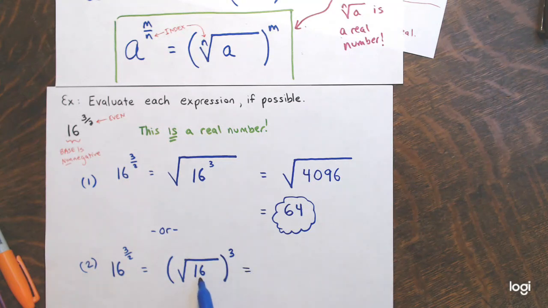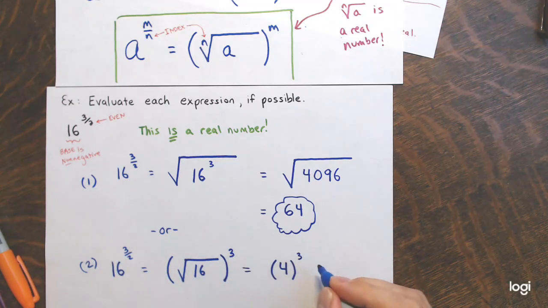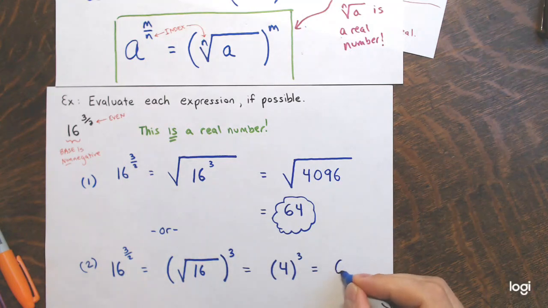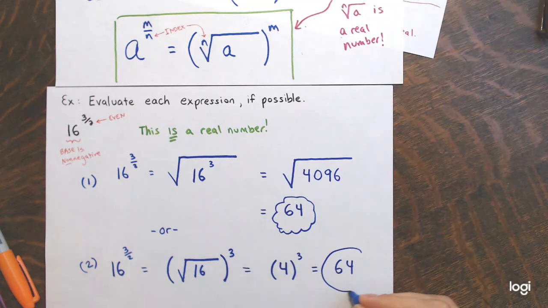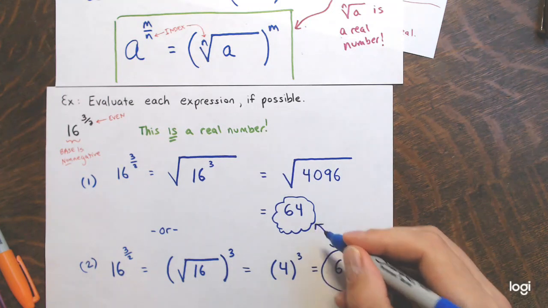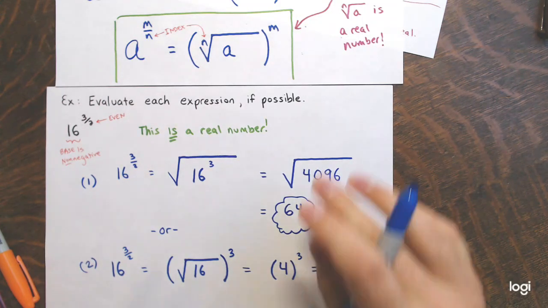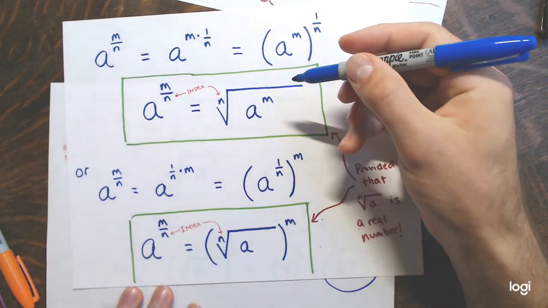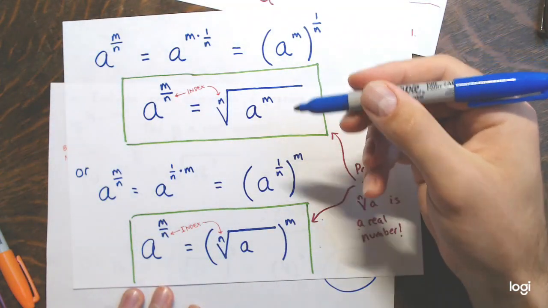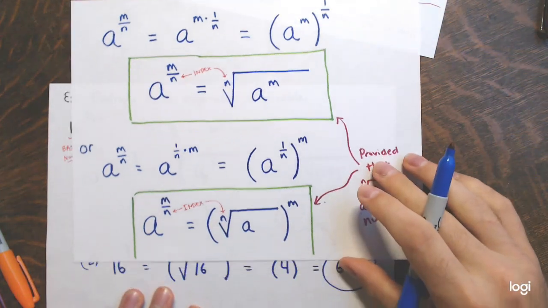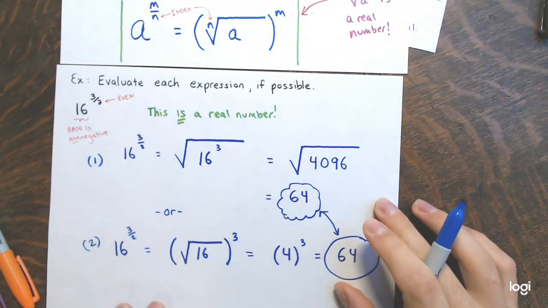All right, so let's go through. What is the square root of 16? That's positive 4. And then we're raising to that numerator of the power, 4 to the 3rd. And what's 4 to the 3rd? That's 4 times 4 times 4. That is 64. Exactly the same thing as I got earlier. Because these two boxes that I put up on the last page, these are the same thing. They mean the same thing. They'll give me the same number.